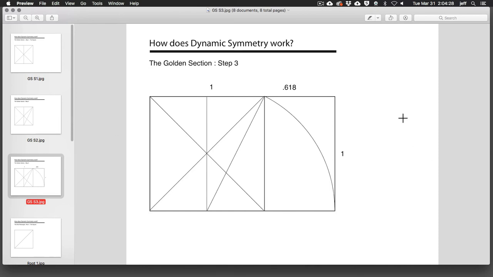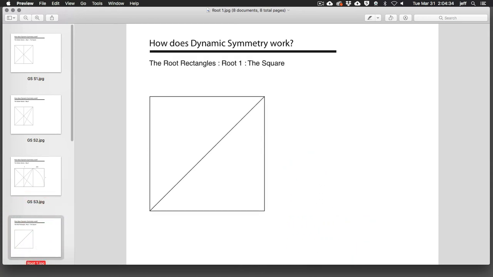And so we'll be using that shape as well as the square. And the square is also the base shape for the root rectangles. And the root rectangles are really what we're going to be using in the dynamic grid.